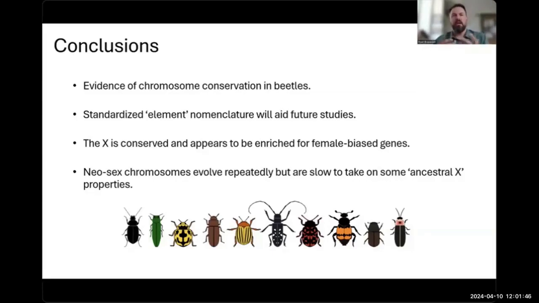And so this is an exciting group to work on to try to understand X chromosome evolution. And with all of the new assemblies that are coming out, we're really excited to dig into even more of them and try to look for some more exceptions to the rule. But for right now, it looks like the X chromosome seems to be largely conserved across beetles.